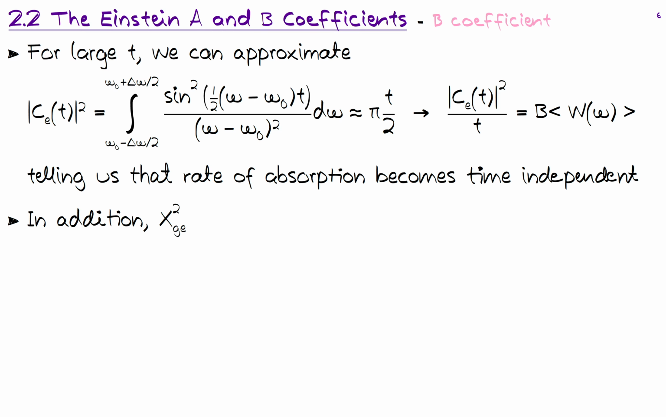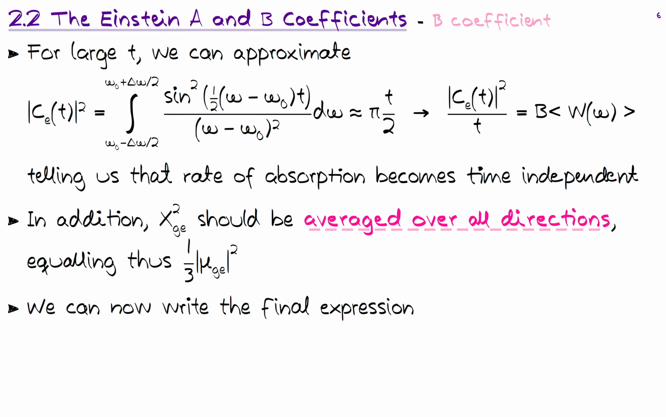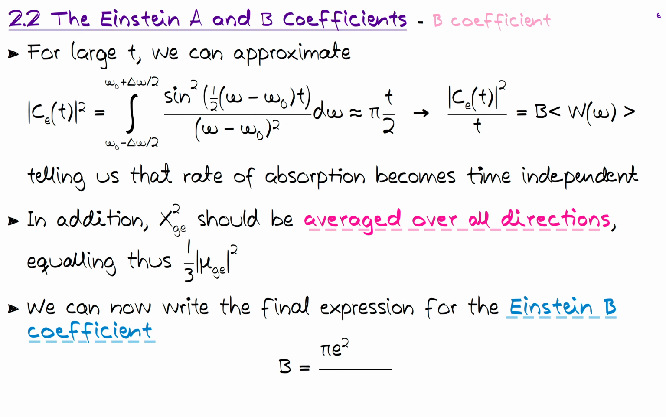In addition, this transition dipole matrix element is averaged over all directions. Usually we are concerned with, for example, an atomic medium where the atoms can be residing in all different directions. So the final value will be 1/3 times the dipole moment element concerning the transition from the ground state into the excited state. And now we can write the final expression for the Einstein's B coefficient. So B equals pi times e squared times the modulo square of this dipole moment divided by 3 times the vacuum permittivity times h bar squared.